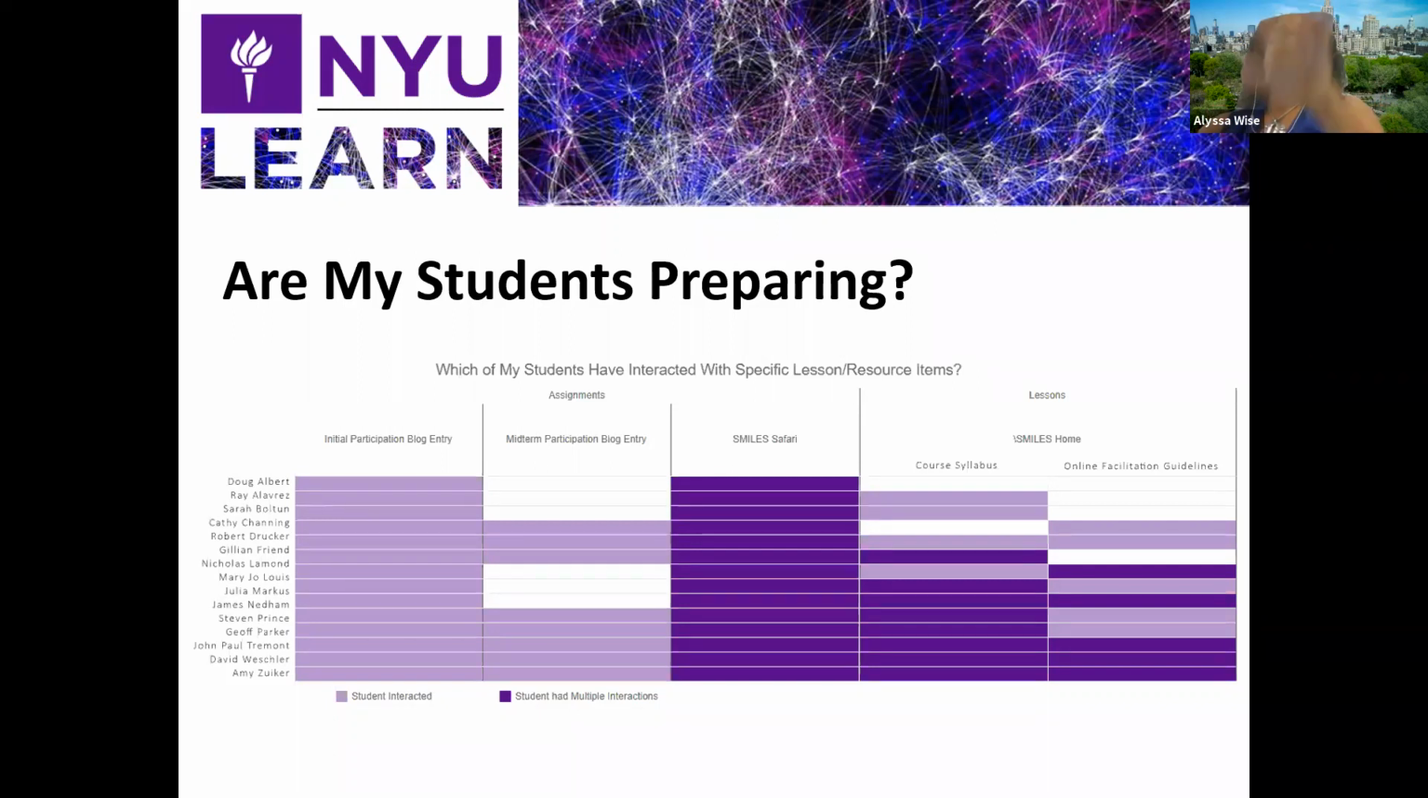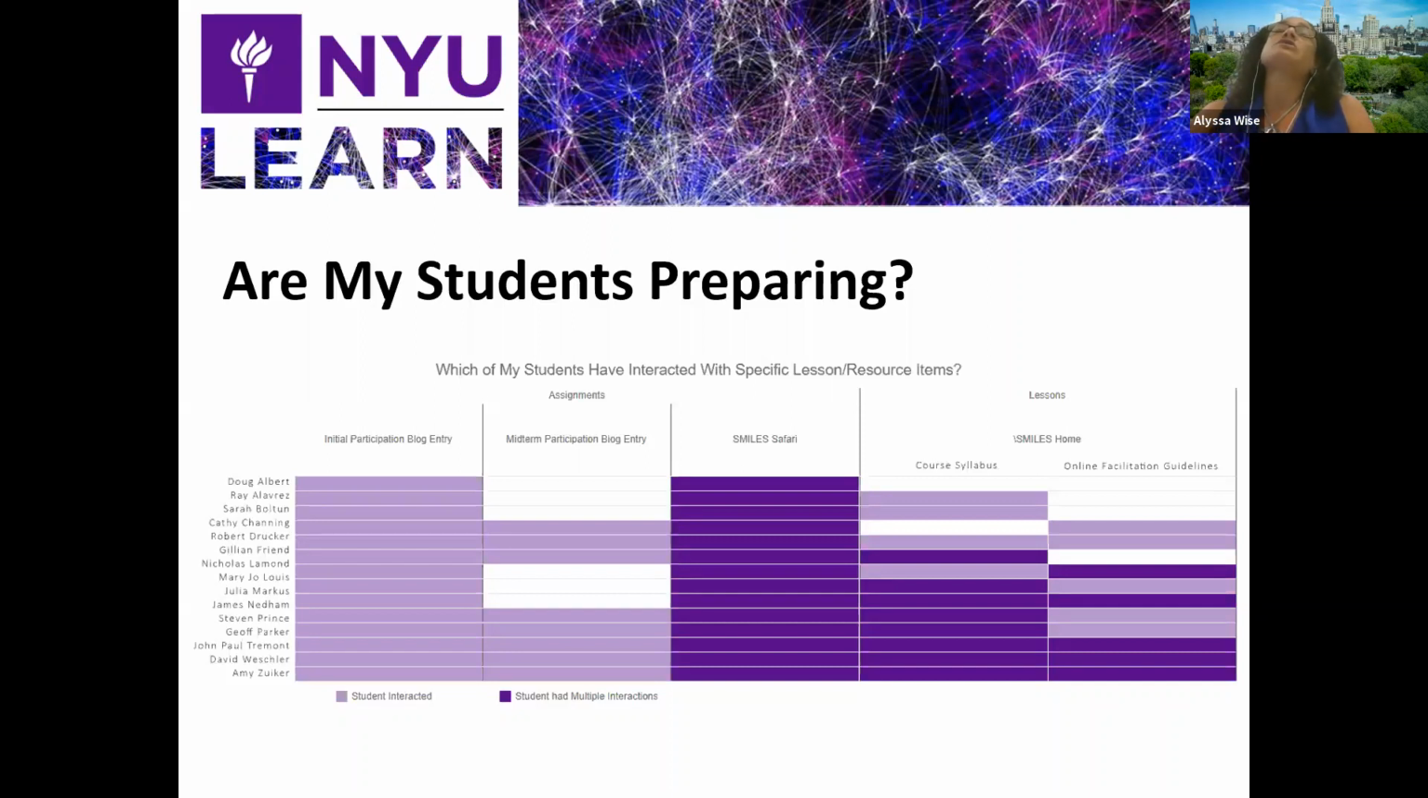I can also look down the columns and say, okay, everyone did the first blog entry, but they haven't done the second entry. And for the blog entry, everyone went in, looked at it, and did it right there. But for the Safari, which was a bigger assignment, they went in multiple times. In this case, that's quite obvious and as we would expect it to be.